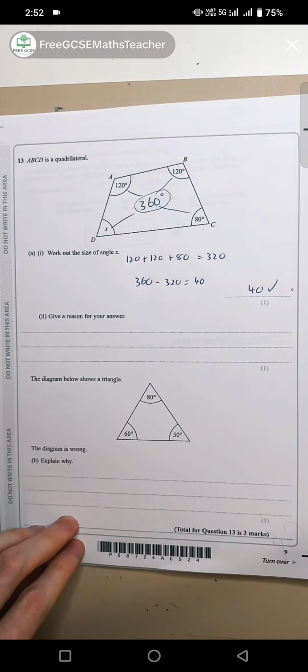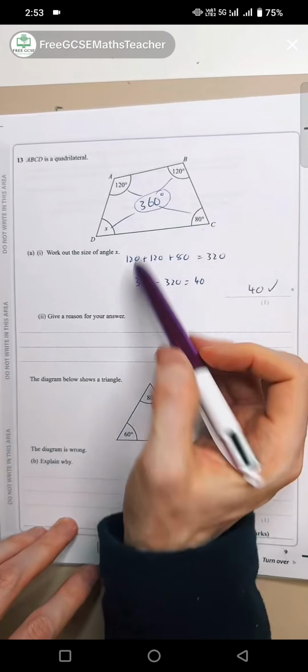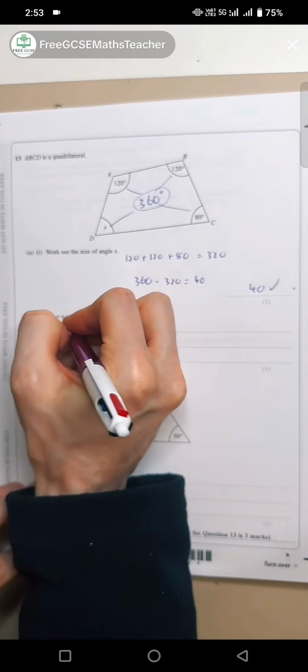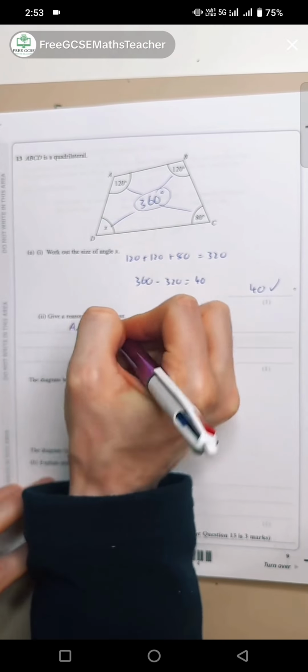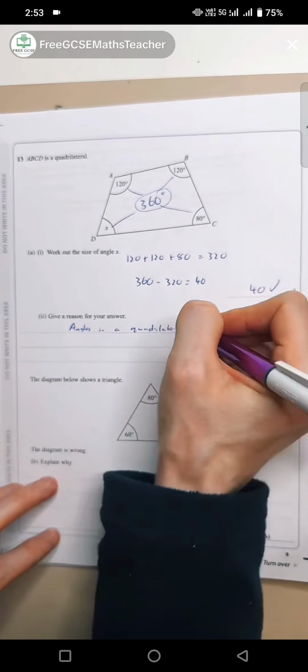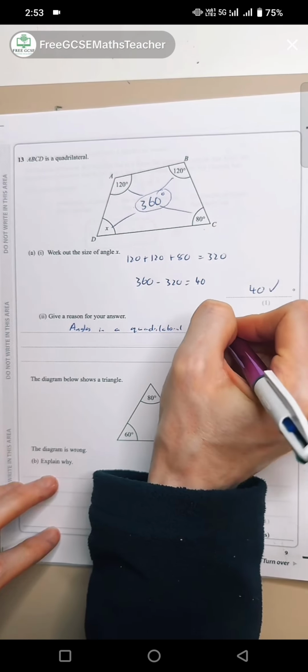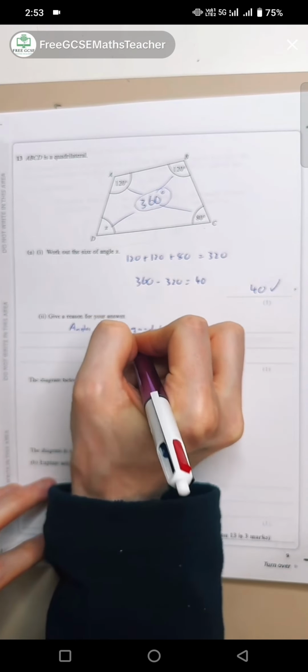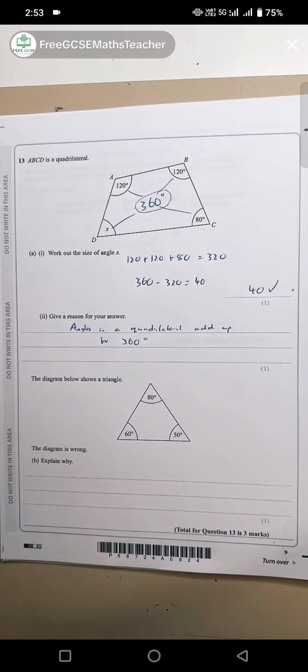Give a reason for your answer, or just what you spoke of earlier. Angles in a quadrilateral always add up to 360 degrees. So angles in a quadrilateral, every shape made up of 4 straight sides, add up to 360. Remember, the unit is degrees, not pounds or pence, so 360 degrees.